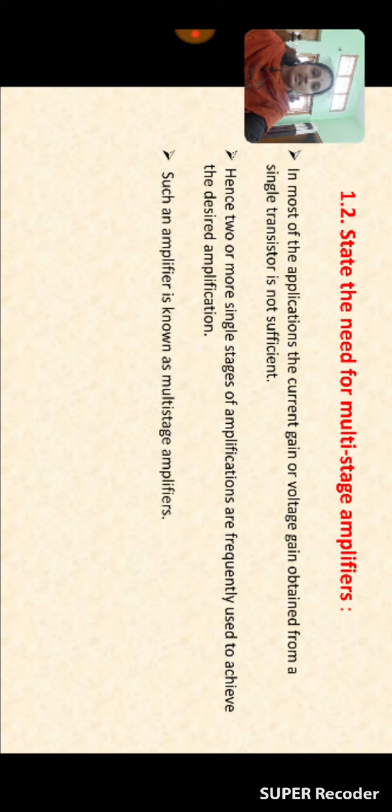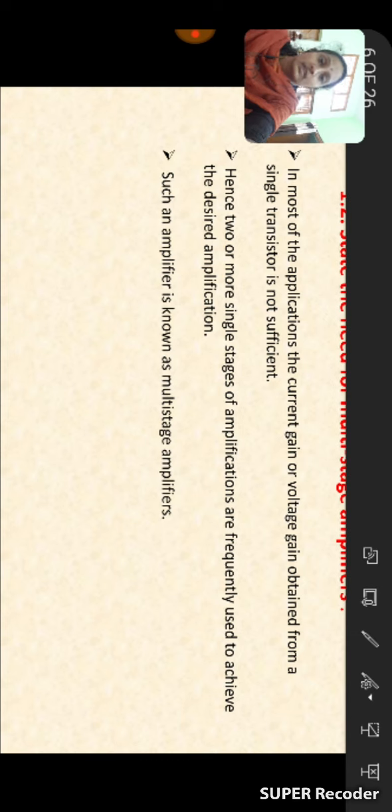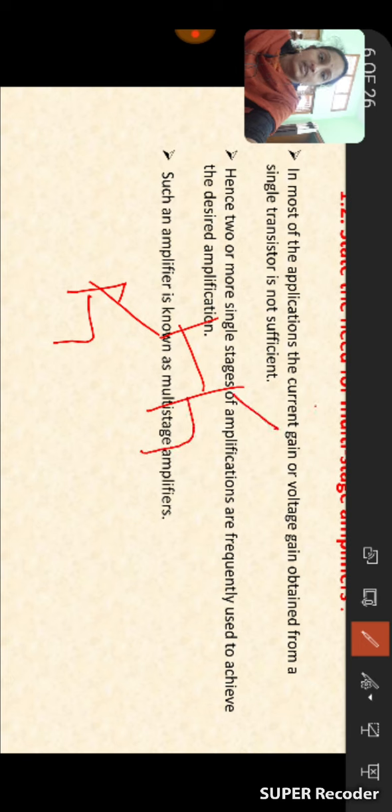So in most applications, the current gain or the voltage gain obtained from a single transistor is not sufficient. So two or more single stages of amplification are frequently used to achieve the desired, maximum amplification. Such amplifiers are called what? Multi-stage amplifiers. Means what? Simply connecting the output of one stage to the input of the next stage, and the output of the next to the input of the third, and so on.